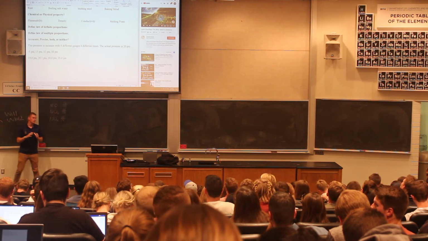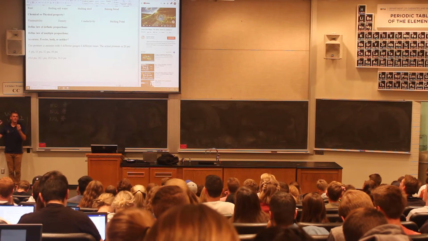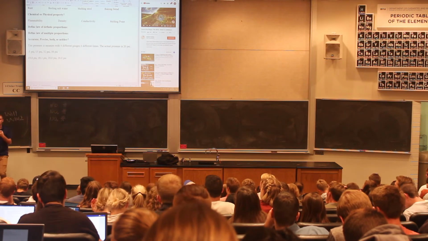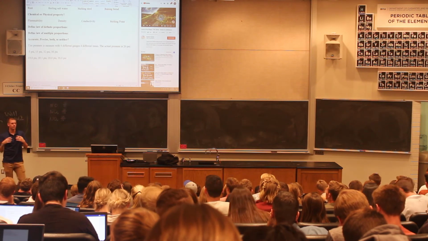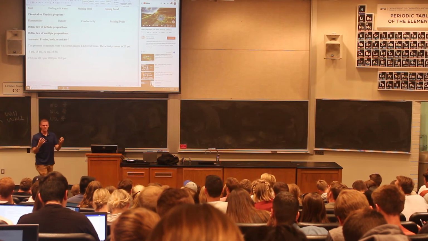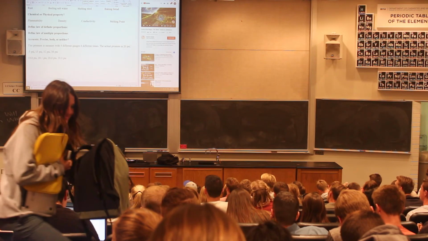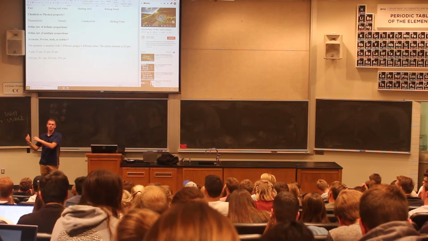Okay, so step back, umbrella time. Okay, definite proportions is 1 compound. The proportions of masses between elements is always the same. Multiple proportions is same elements, multiple compounds. The proportions of masses increase by factors of small whole numbers.